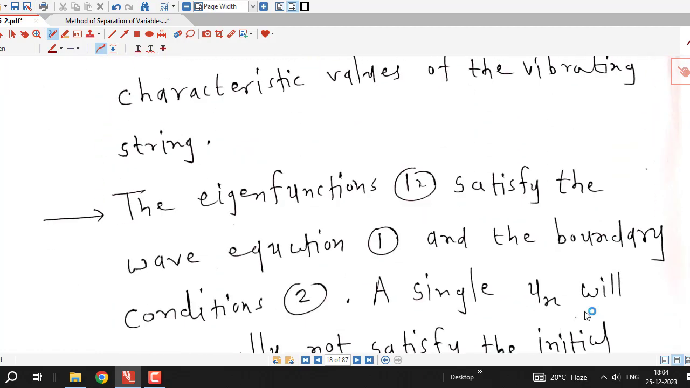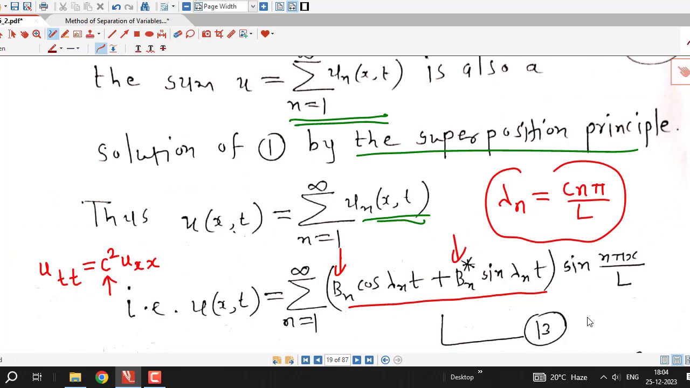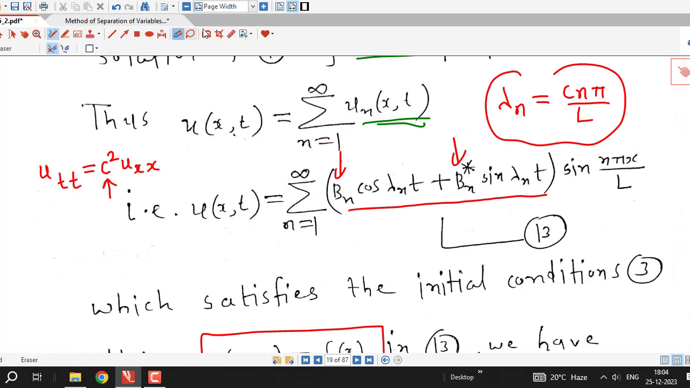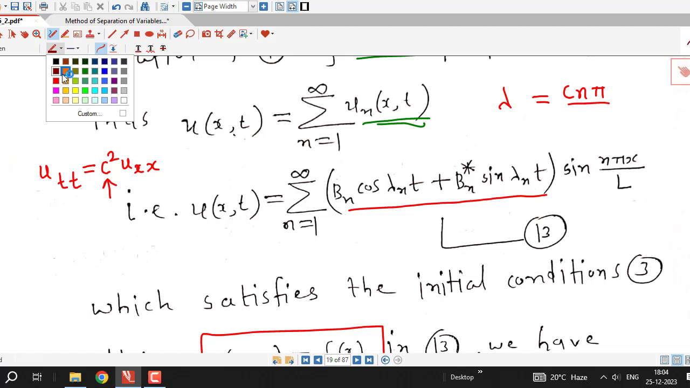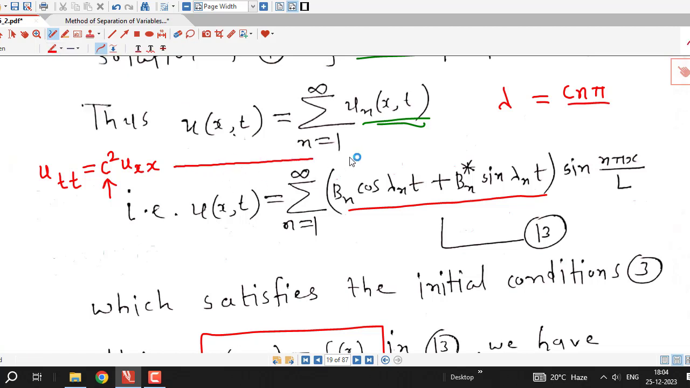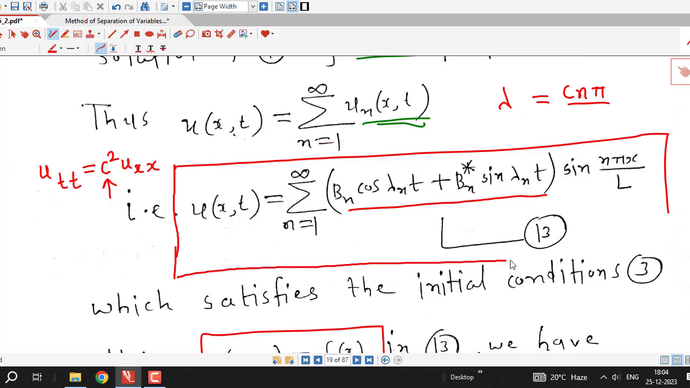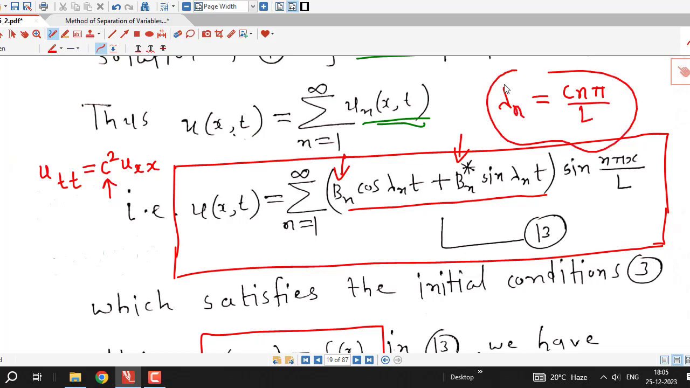And we will not always apply this method of separation. We will remember this solution of the wave equation, and we will directly obtain this b n and b n star. Remember this solution of the one-dimensional wave equation, and remember the formulas for b n, b n star and lambda n also.